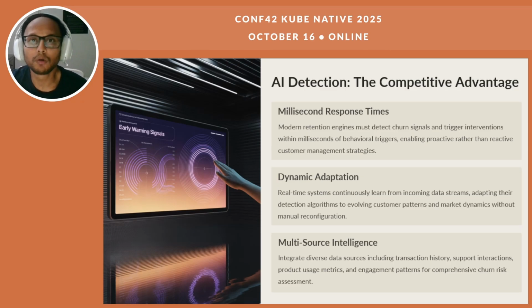Second, we want these models to be very dynamic. So we want to make sure that they're able to continuously learn from different data streams. They're able to adapt their detection algorithms and also evolve to more changing customer dynamics as well as market dynamics. And lastly, these models need to be multi source capable, which means that they're able to look at not just transactional data, but they're also looking at support interactions, product usage metrics, engagement patterns. So, what all this would enable us to do is to have a very holistic and comprehensive churn risk assessment. And that's where it can really scale up versus how traditional models have normally worked.